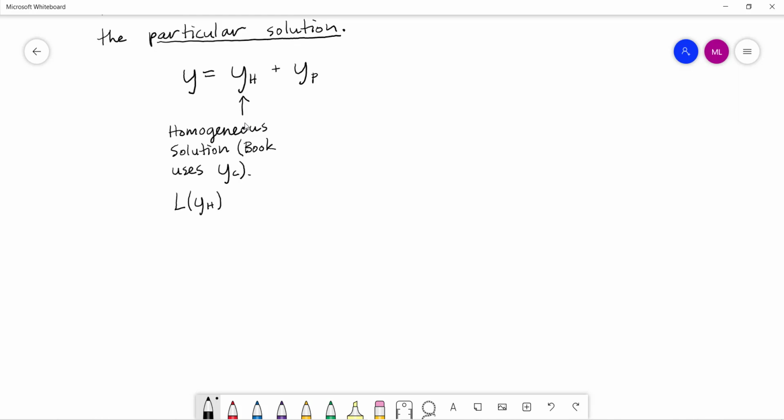Basically, L of y_h is equal to 0. It satisfies that equation. We'll have a second solution. This is the one that we're going to call the particular solution. And luckily the book does use y sub p for the particular solution. And it solves the equation L of y particular equals g of x, where this is the non-homogeneous part. So we're going to have this part of the solution, the y_h, solves this part. The y_p will solve this equation.